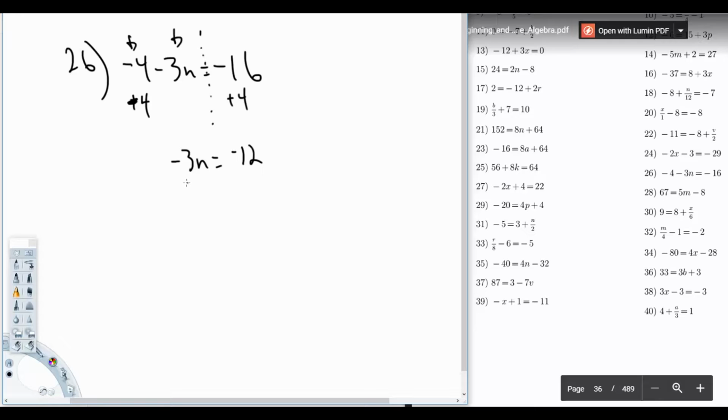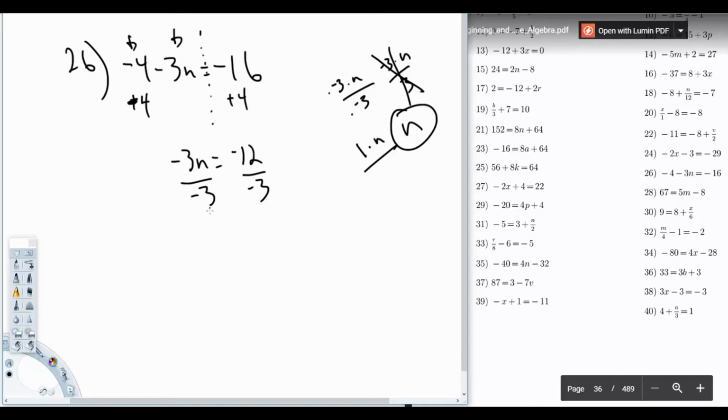Minus 3n, divided by minus 3 on both sides. Is that right? Because negative 3 times n, you have to divide by negative 3. When there's a negative on top, there has to be a negative on the bottom, because when you divide a negative by negative, you get a positive, and we need a positive 1 here, because we want this to become 1 times n, which is n, because we want to know what n is. So this crosses out. Negative 12 divided by negative 3 equals 4, and that should be the answer. And yes, it is.